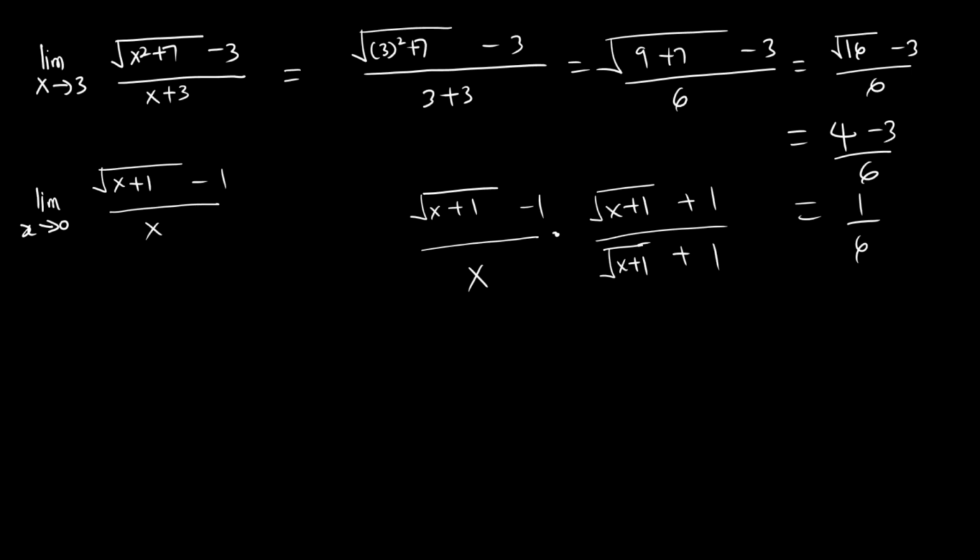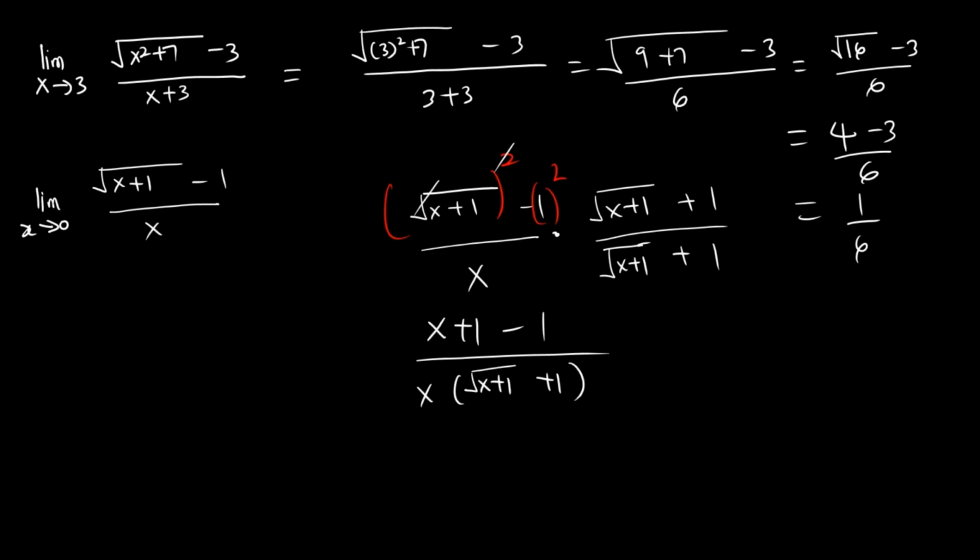Okay, so let's look at how we're going to do this now. To simplify this, the easiest way is to simply group this, and then square these two terms. When I square these two terms, this square will cancel out this square root. So you're going to have x plus 1, and then minus 1 squared is still 1. So this divided by x multiplying the square root of x plus 1 plus 1. Okay, so you're going to have something like this.